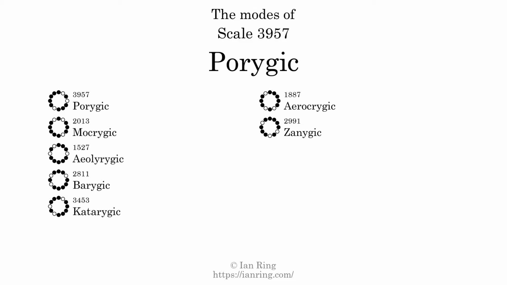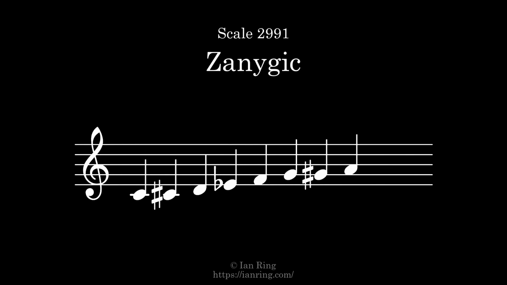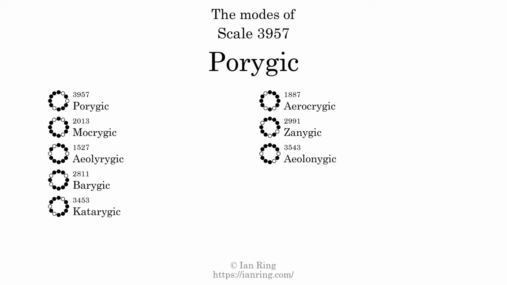The seventh mode is scale 2991, also known as Porygic. It sounds like this. The eighth mode is scale 3543, also known as Porygic. It sounds like this.